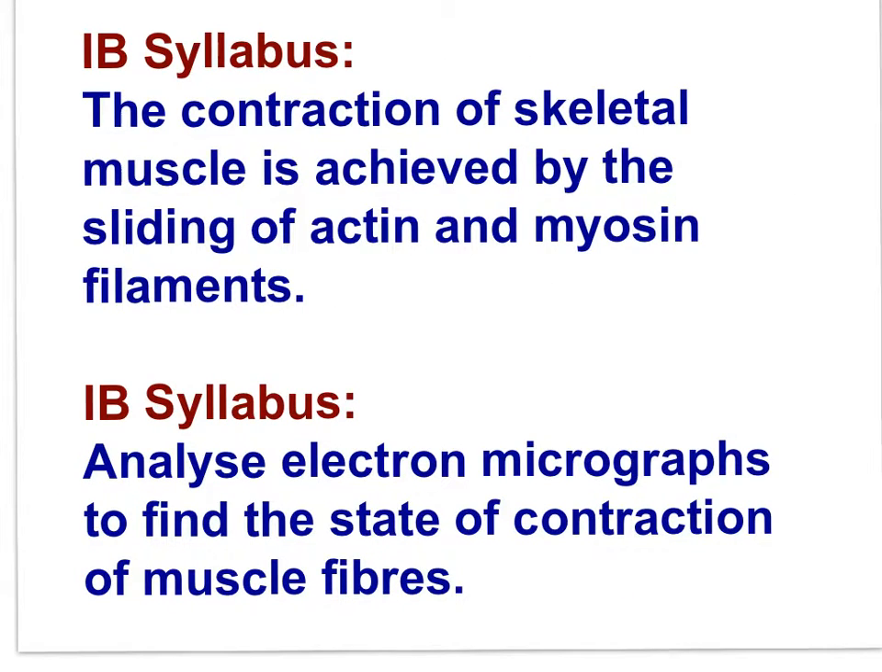So here are relevant IB syllabus statements. You may already have good control of these two statements. The contraction of skeletal muscle is achieved by the sliding of actin and myosin filaments. Analyze electron micrographs to find the state of contraction of muscle fibers.